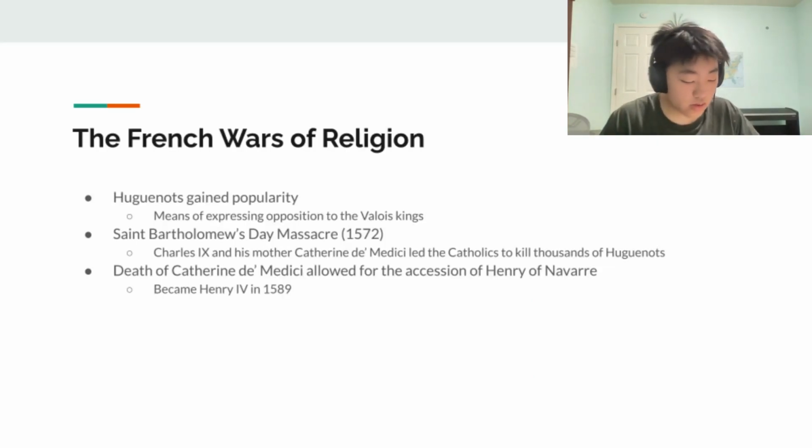And this quickly led to the French Wars of Religion, where you can see two specific sides: one the Catholics, the other the Huguenots. The Catholics recognized the Pope, and in the Concordat of Bologna, the ruling Valois king had no reason to support a revolt against the Pope. However, the Huguenots were different, as they had gained a strong foothold in France, and Calvinism became a means of expressing opposition to the Valois kings.